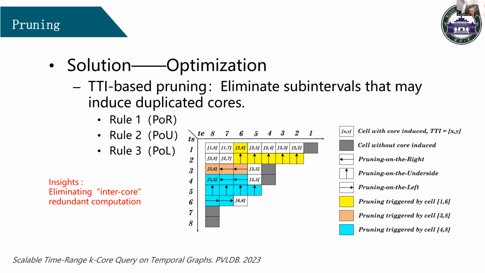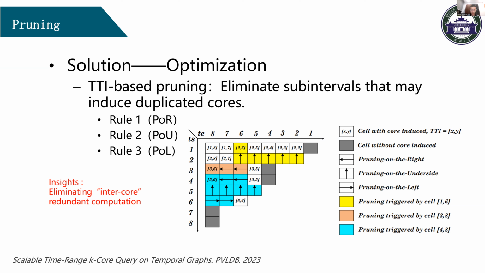The insight here is that these three pruning rules eliminate the redundant computation. The first rule is called pruning on the right. Consider the schedule illustrated here. For each row, the cells are enumerated from top to bottom, from left to right, row by row. In each row, we anchor the start time and let the end time decrease.